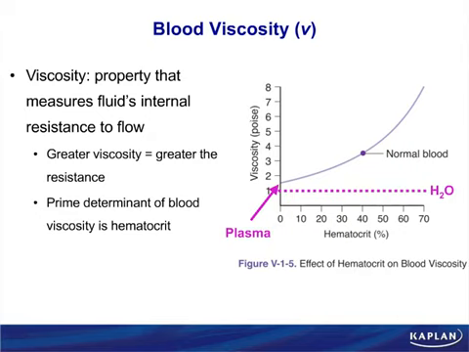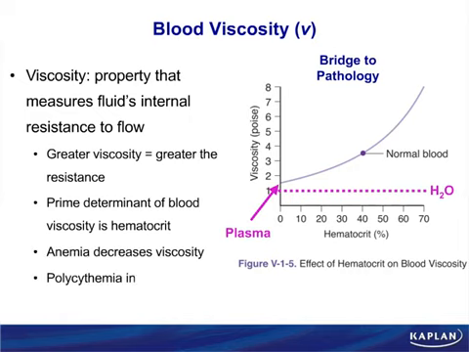All right, let's bridge to pathology. Do you remember your 2 conditions related to high and low hematocrit? Yeah, excellent. Anemia is low hematocrit. Therefore, if you look at that purple line, as the hematocrit goes down, viscosity goes down. Well, woohoo! That's a good thing, right? Less viscosity, less resistance. Yeah, that sounds great.